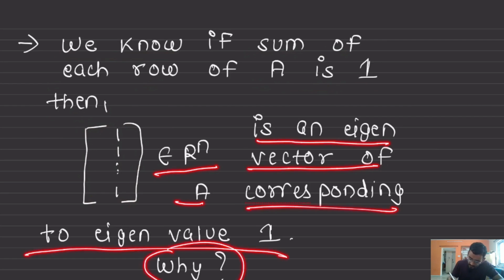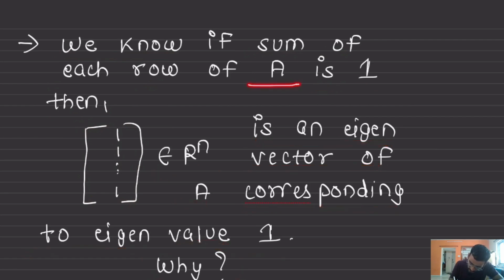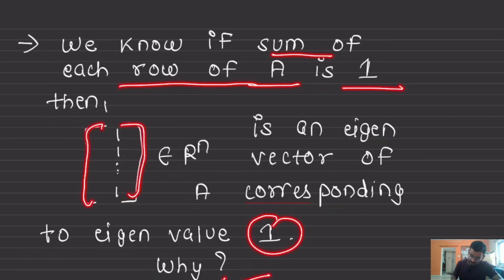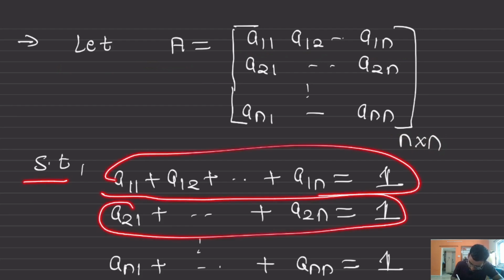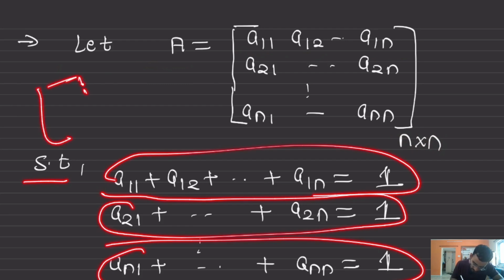Okay, which means that since the sum of each row of A is 1, this is an eigenvector of A corresponding to eigenvalue 1. Why? This we'll see. So let A be an n cross n matrix, such that the elements are a11, a12, up to a1n, and the sum of each row of A is 1, and we need to show that the vector of all ones, an n dimension vector, is an eigenvector of A corresponding to eigenvalue 1.